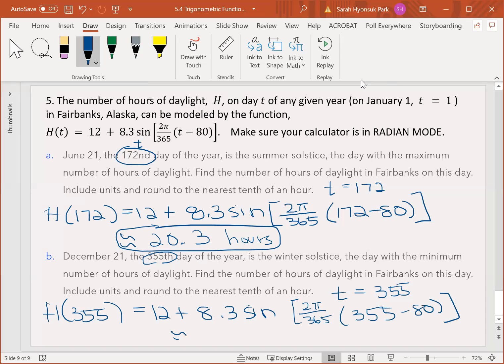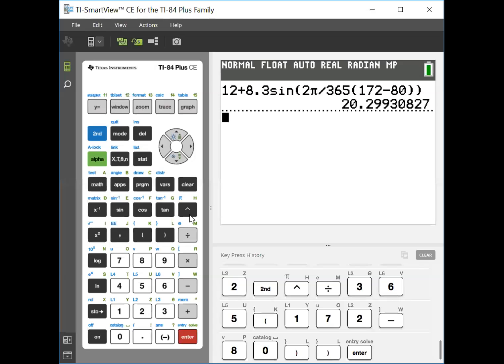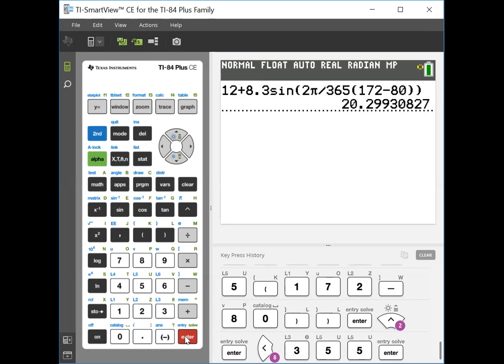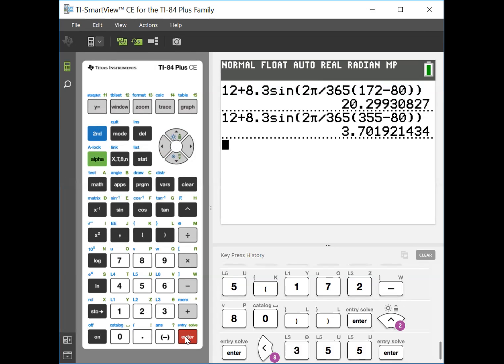Okay, let's put that in the calculator. I'm going to use what I have typed and just copy and paste. It's the same function, and I just change 172 so I don't have to type it all out again. So 355, and we get 3.7019. Rounding that to the tenths place, it's 3.7.